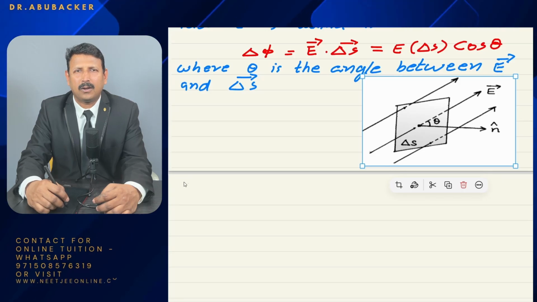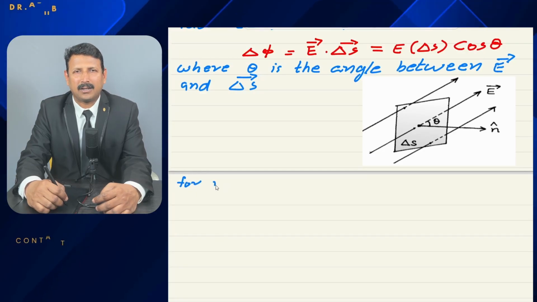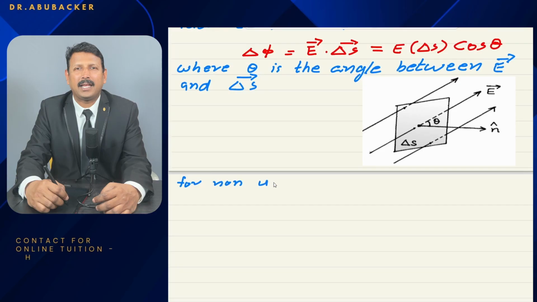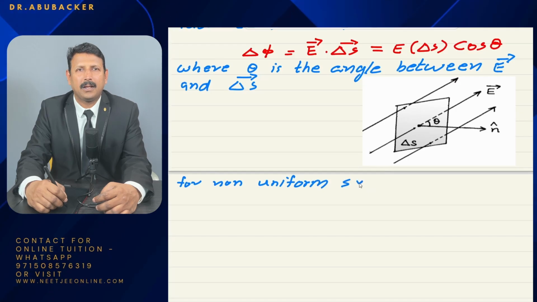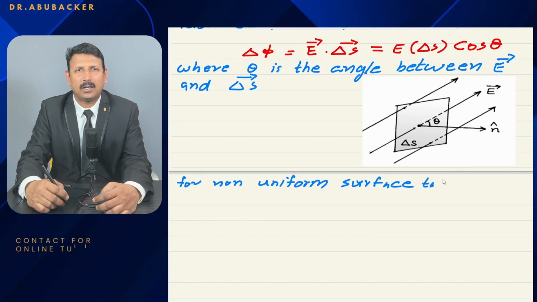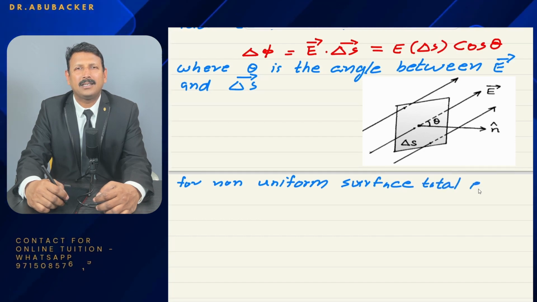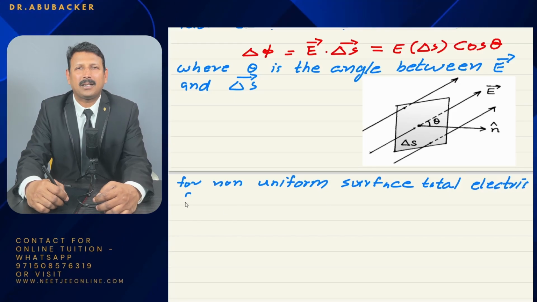Now what is theta actually? Theta is the angle between two variables: one is the electric field and the other is the area vector. So theta is the angle between E and delta S. Remember, theta 0 gives the highest value because cos 0 is equal to 1. If the angle between them is 90 degrees, no flux exists. You can see the diagram to understand more, the angle between them.